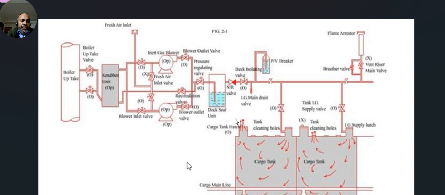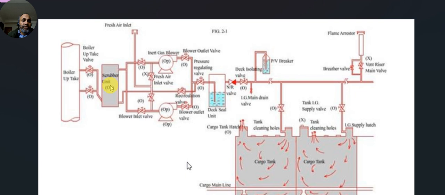Now, first thing is the IG: the gas comes from the boiler uptake, the flue gas. You see the boiler, this is the boiler. After burning the fuel, the gas is created. Normally, without IG, this boiler uptake goes to the atmosphere. But here, this flue gas is passing through the scrubber unit.